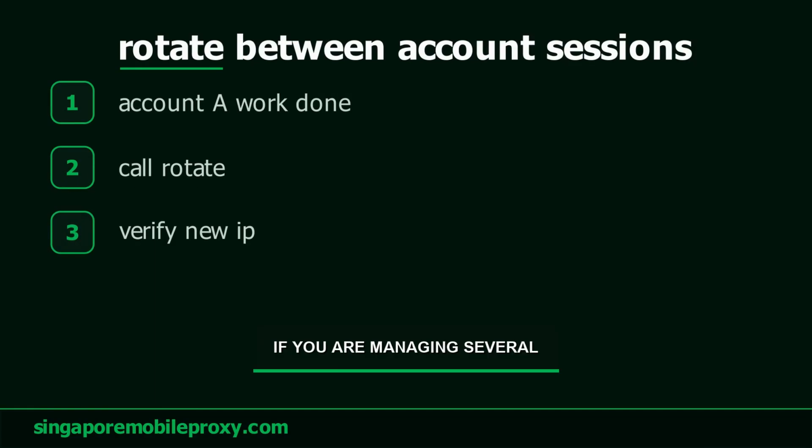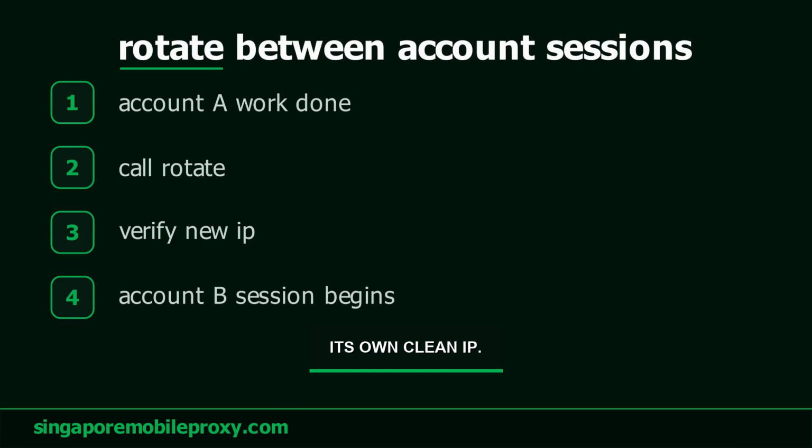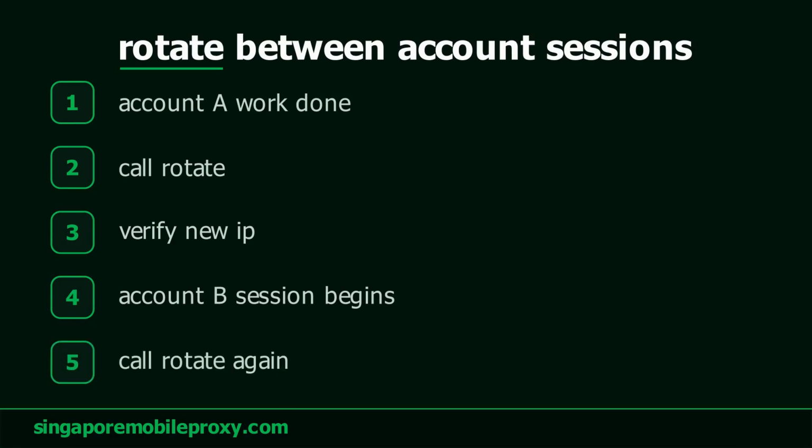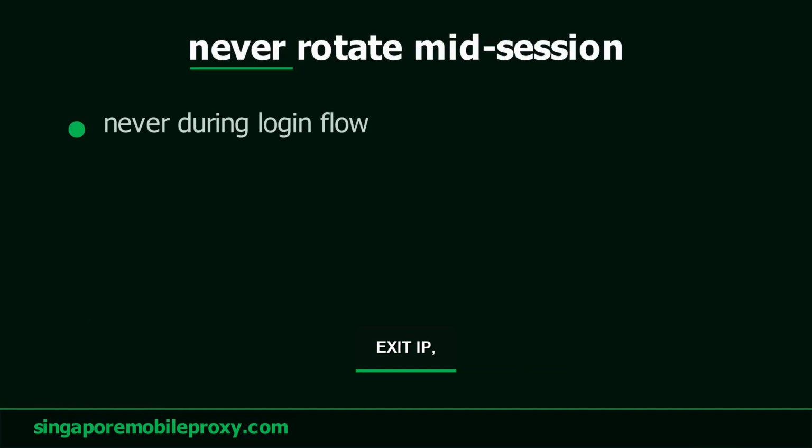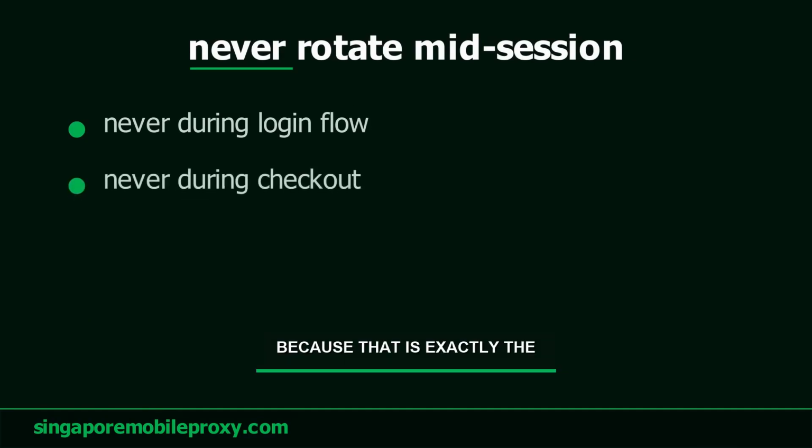Rotate between account sessions too. If you are managing several accounts, each one should sit on its own clean IP. Finish with one account, rotate, then start the next. You never want two of your accounts going out back to back on the same exit IP, because that is exactly the footprint that links them together in a platform's eyes.